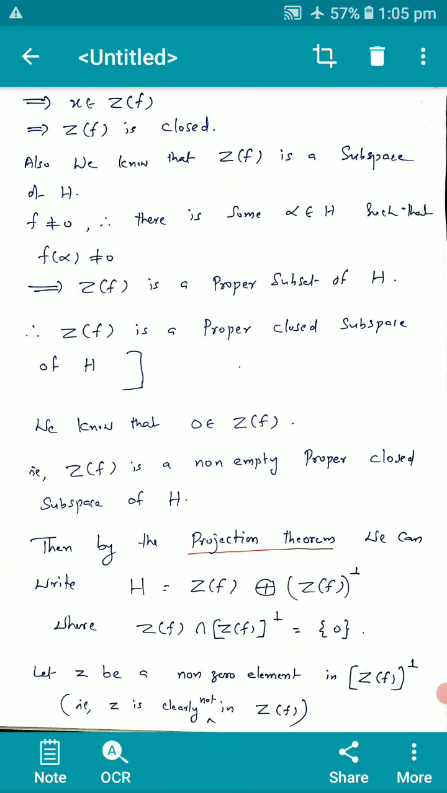We know that 0 is an element of Z of f. That is, Z of f is a non-empty proper closed subspace of H.